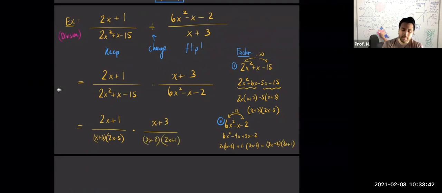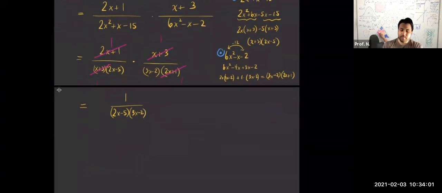And then what happens? The 2x plus 1's cancel, the x plus 3's cancel. And what's left is simply a 1 on the top because all these become 1s. And I get a 2x minus 5 multiplied by a 3x minus 2. And that is my final answer. And if you want, you can expand it on the bottom. You don't have to though.